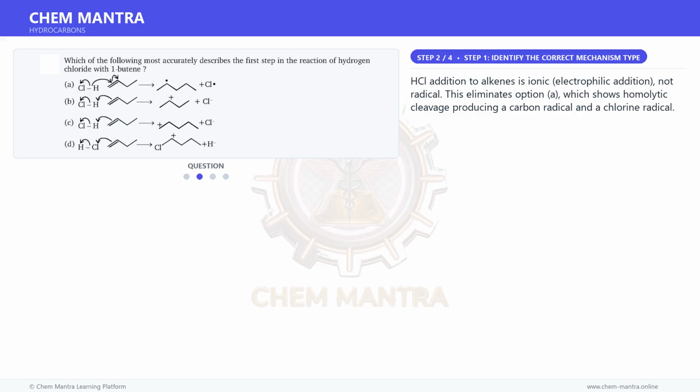Moving on to the next step. HCl addition to alkenes is ionic, electrophilic addition, not radical. This eliminates option A, which shows homolytic cleavage producing a carbon radical and a chlorine radical.